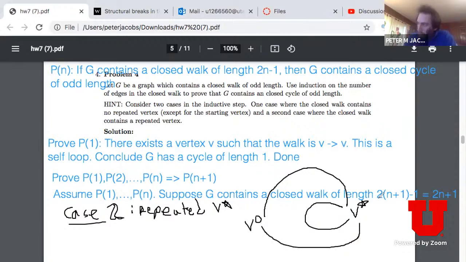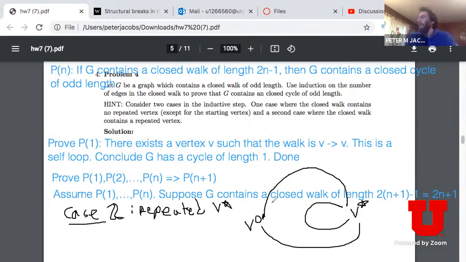So basically, if you think of this as the beginning of the walk, then it goes all the way up to here, which would be the first time that V star is visited. And then if we imagine that this is the walk from the first time that V star is visited to the last time that V star is visited, and then this is from the last time that V star is visited back to the starting point. That's what this picture is representing.